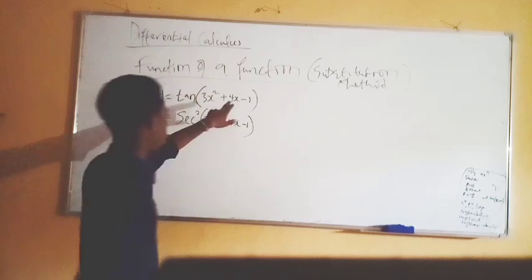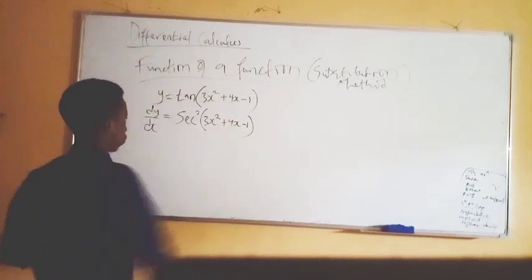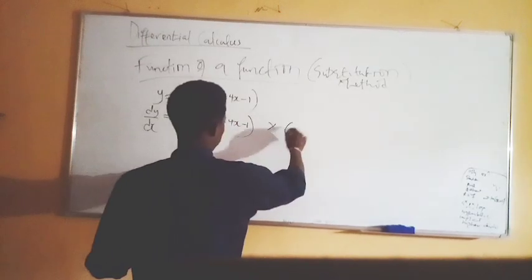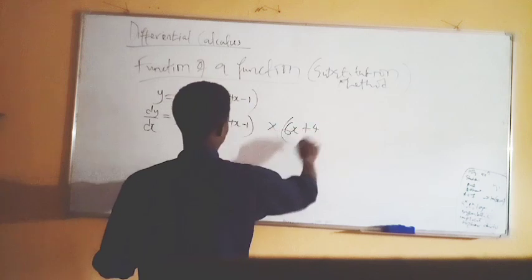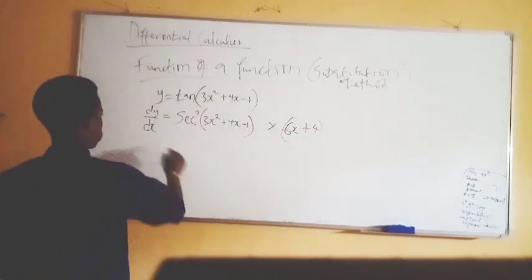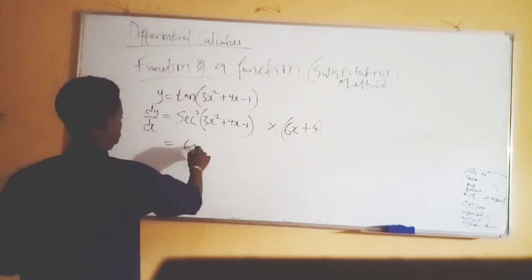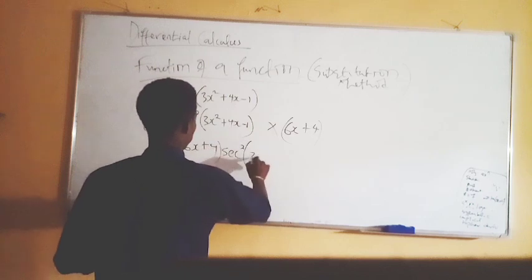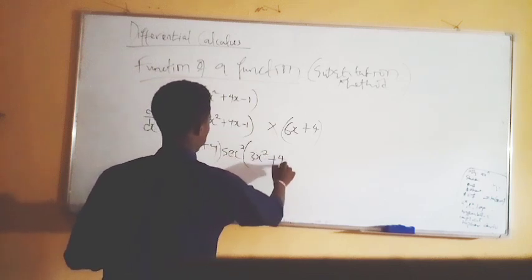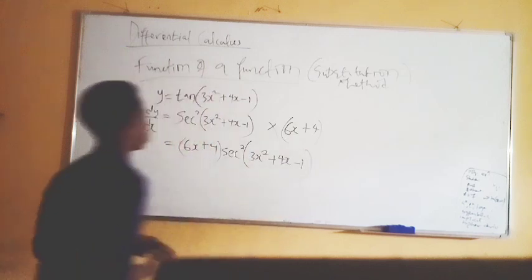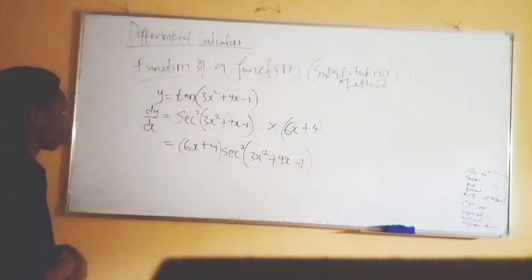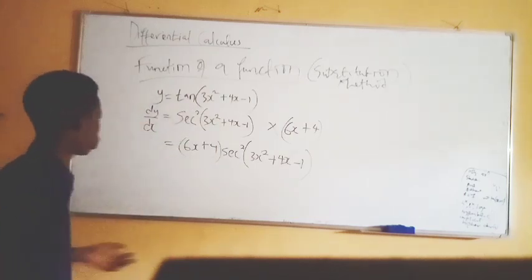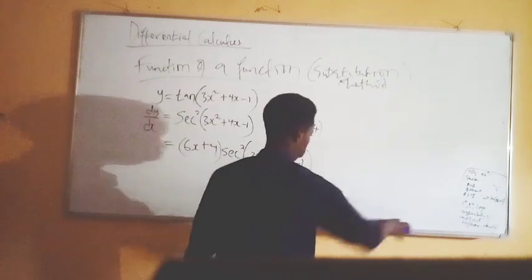Now I also have to differentiate this. If I differentiate this, I have 6x plus 4. So what does it give me? 6x plus 4 times sec squared of 3x squared plus 4x minus 1. This is a simple answer. So for any function that appears in this format, you just use the same method.